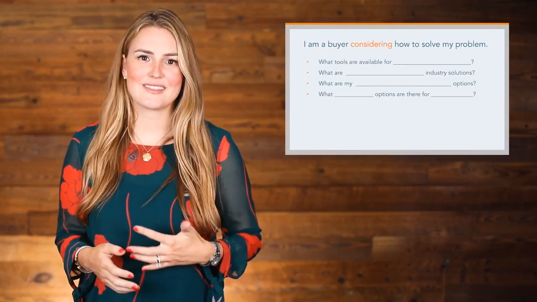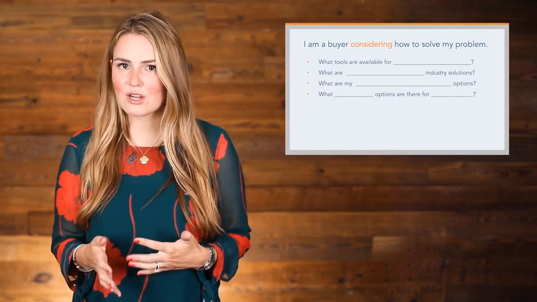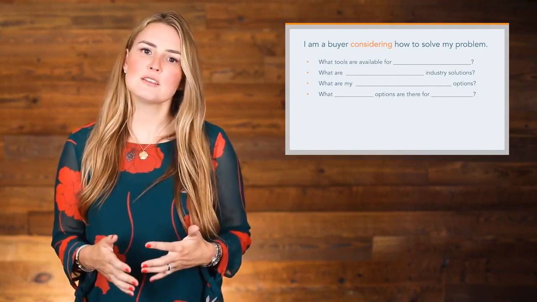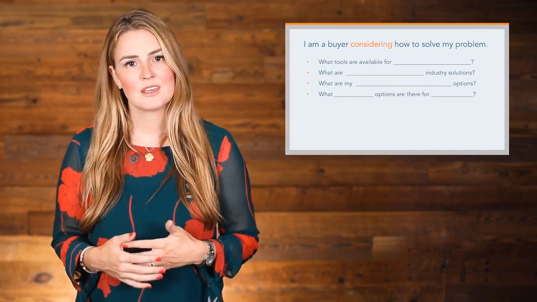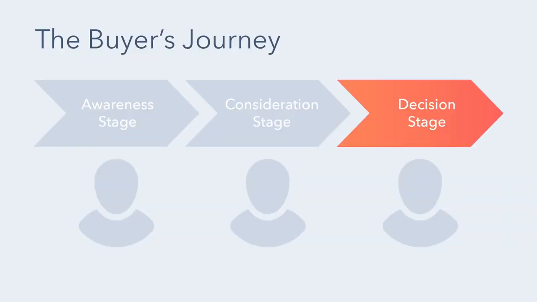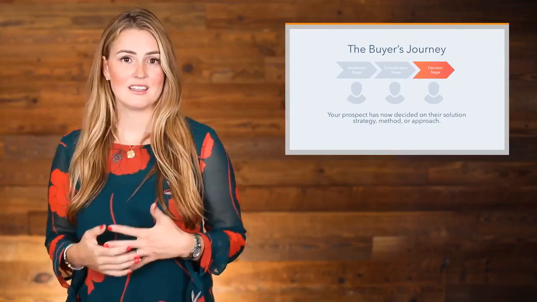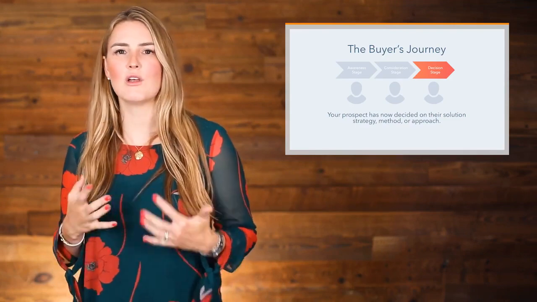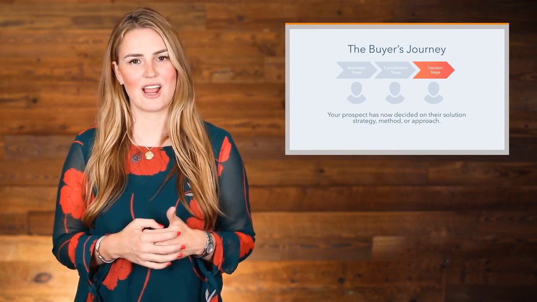You'll start to notice that the terms used here are solution keywords. You aren't inserting your company name in here, but you might be inserting terms that you use to describe the solutions that you provide. This research will help your buyer decide on their solution and move into the decision stage. The decision stage is where your prospect has now decided on their solution strategy, method, or approach. This is where they might be compiling a long list of all available vendors and products in their given solution strategy.